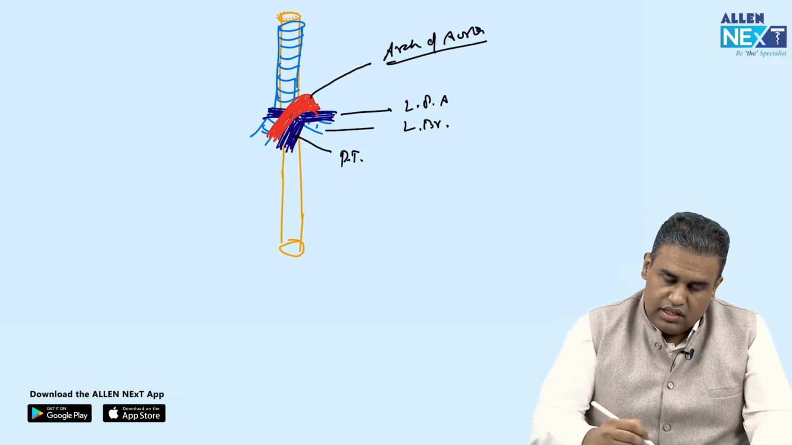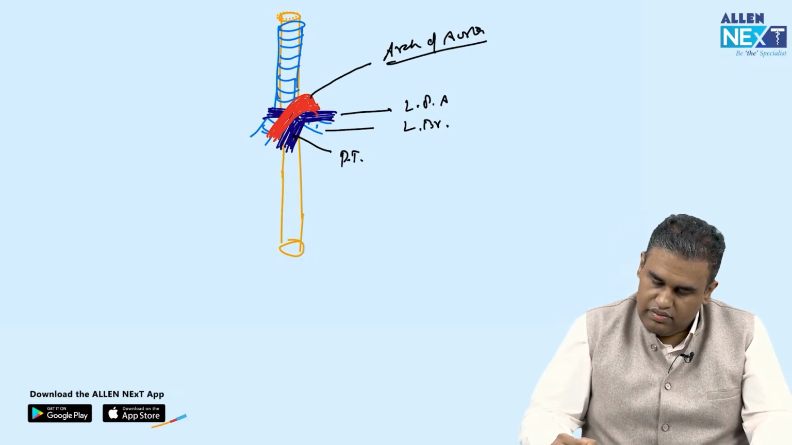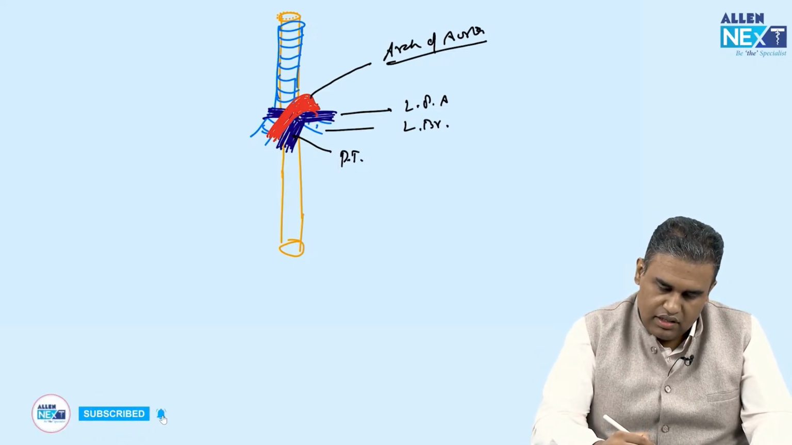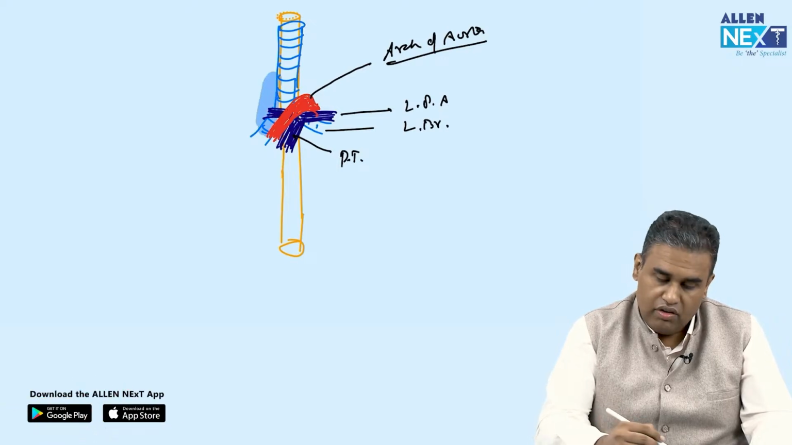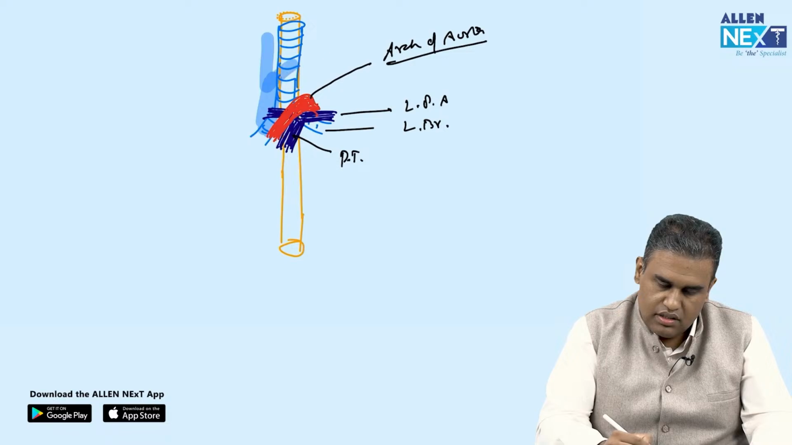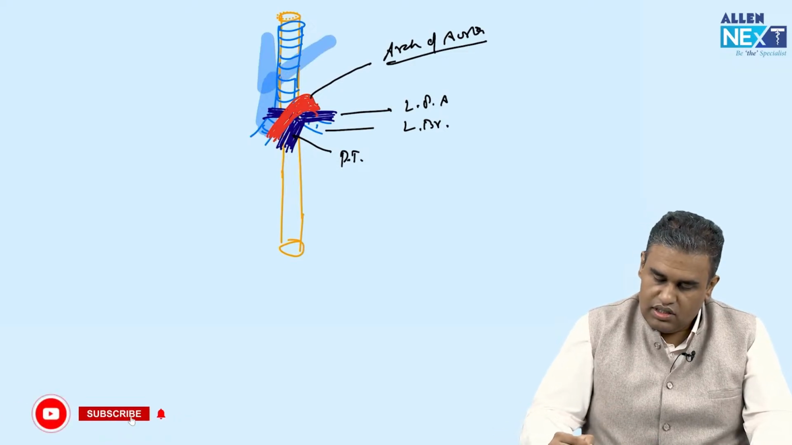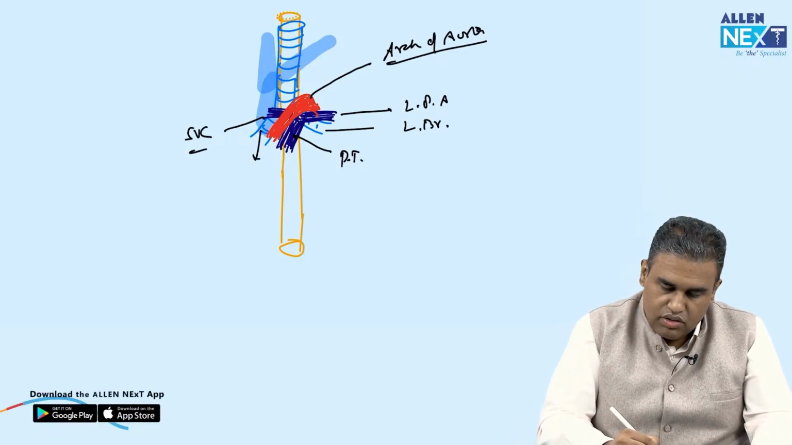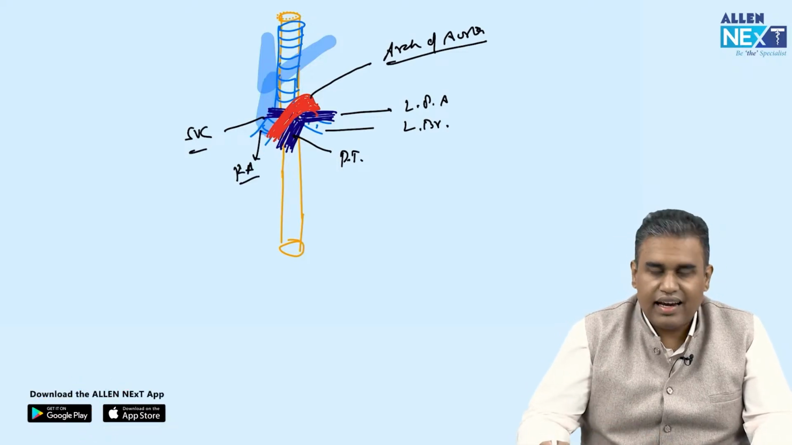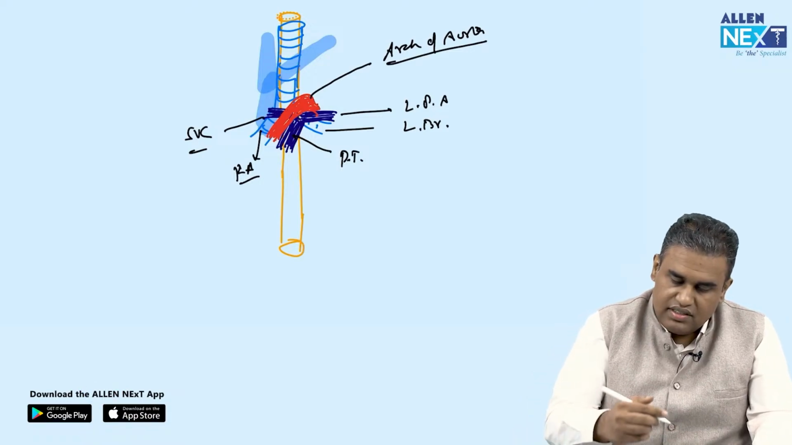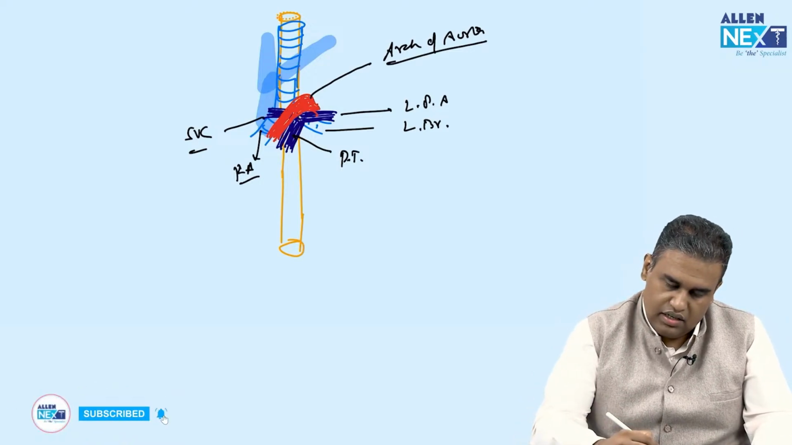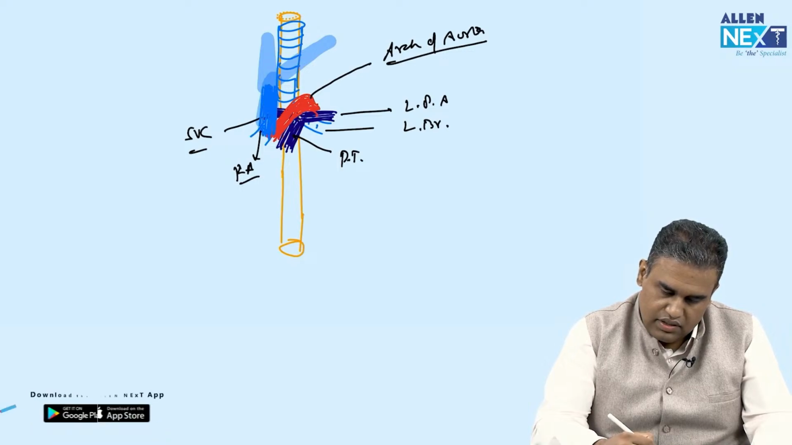Now, last but not the least, here you have a vein that is coming down, and that is the superior vena cava, formed by the right and left brachiocephalic veins. Imagine the SVC over here. SVC opens where? Into the right atrium. The right atrium is the right wall of the heart, anteriorly. So SVC is more anterior. So let me actually draw the SVC in this manner. Here, this is the SVC.